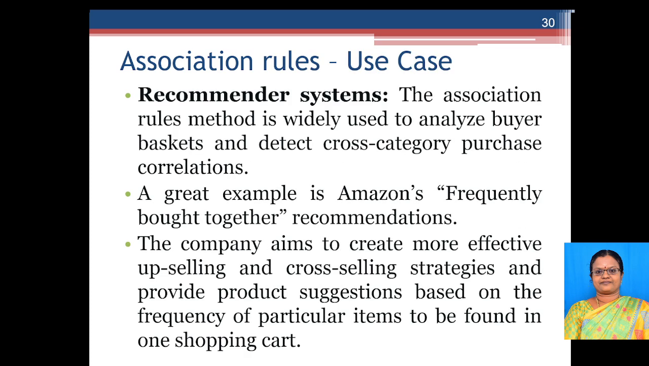The main use case of association rules is the recommender system. Association rules are used widely to analyze buyer baskets and detect cross-category purchase correlation. The main example is the frequently bought together recommendation, which we can find on Amazon. The company aims to create more effective upselling and cross-selling strategies, and they provide product suggestions based on the frequency of a particular item being found in one shopping cart.